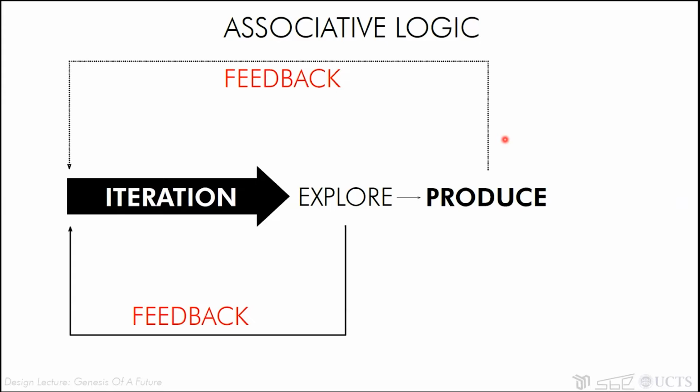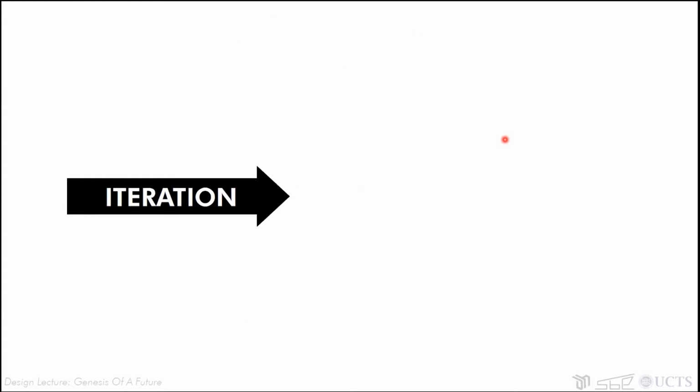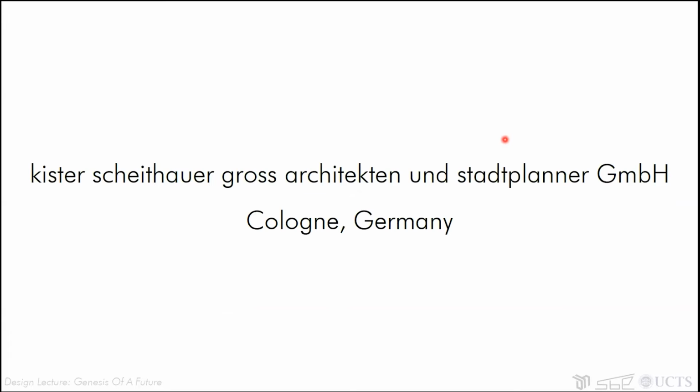Now I'm going to share with you my experience of working in Cologne, Germany, and how we work. I think this will help relate a phone to architecture. So what is iteration? This is the firm that I was working with. It's called Kister Scheidauer Gross Architekten und Stadtplaner GmbH. It's a long German name. In short, it's called KSG Architekten.